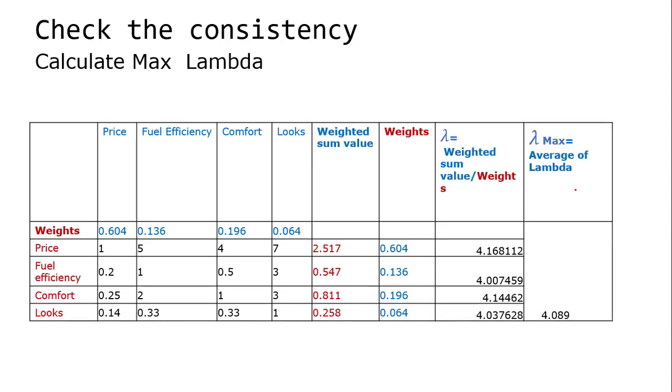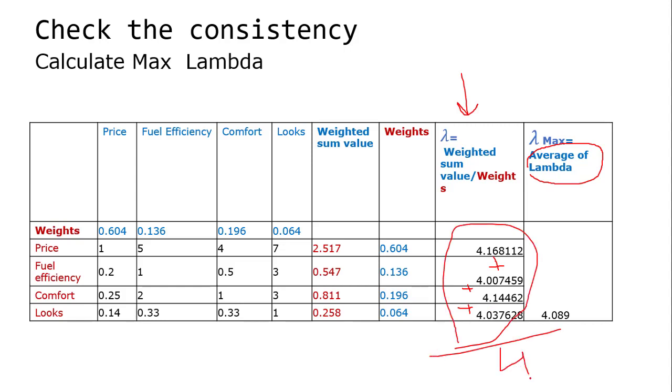So once lambda is calculated, now we have to calculate the lambda max. Lambda max is the average of lambda. The average of lambda is this plus this plus this plus this divided by how many criteria? 4 criteria, all divided by 4. So I will get this value. This value I obtained, 4.089. You can try it. So that is lambda max.